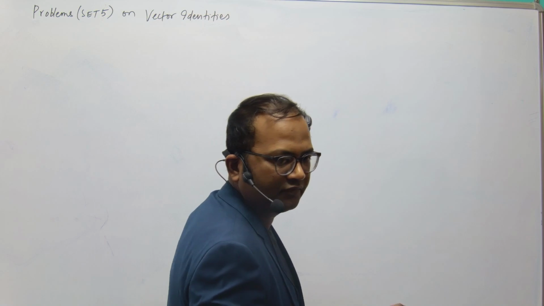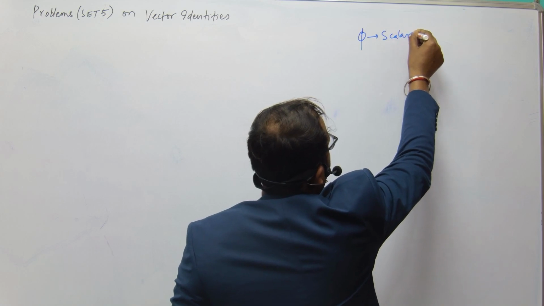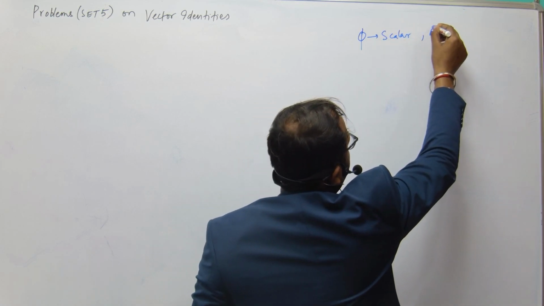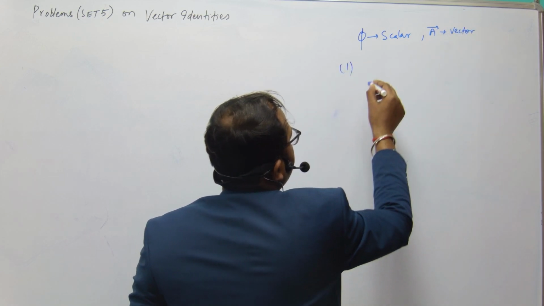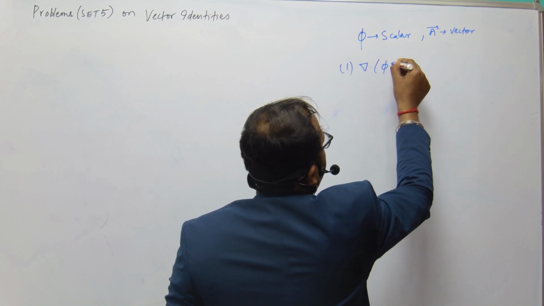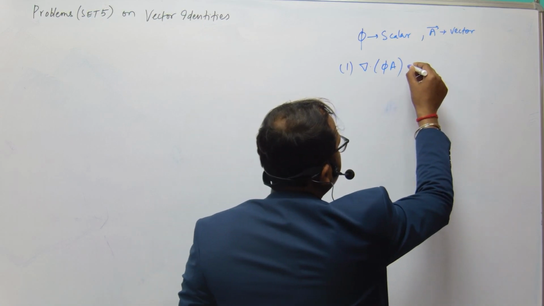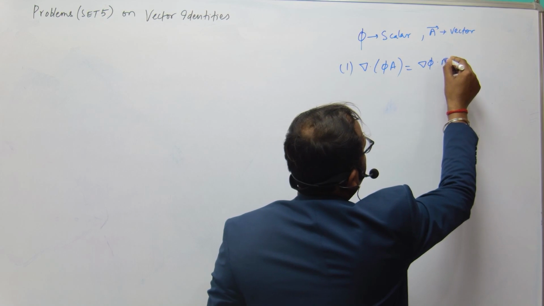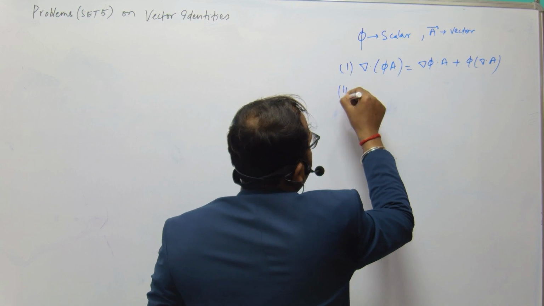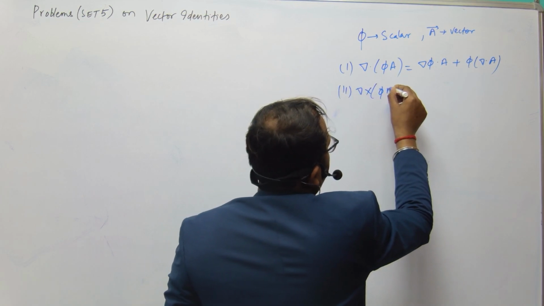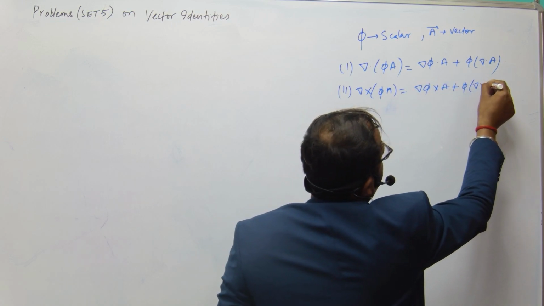So the first vector identity is, let us consider phi as a scalar and a as a vector quantity. The first one is the divergence of phi a, where phi is the scalar quantity and a is the vector quantity. This is equal to del phi dot a plus phi times del dot a. Second result is curl of phi a, which is equal to del phi cross a plus phi times del cross a.